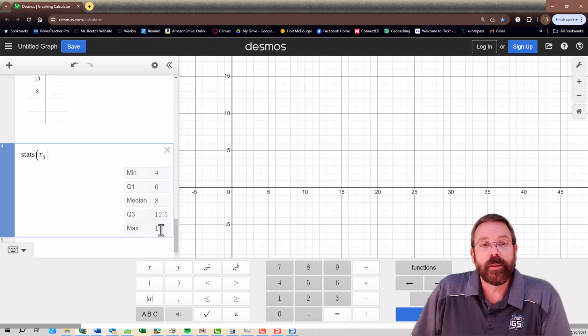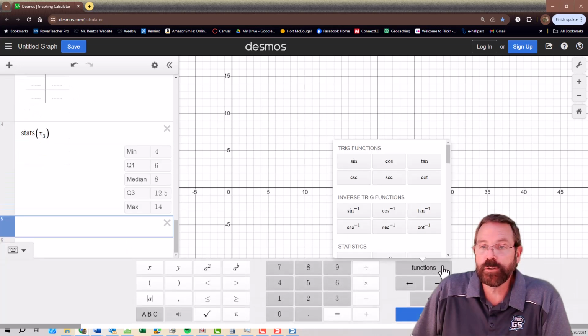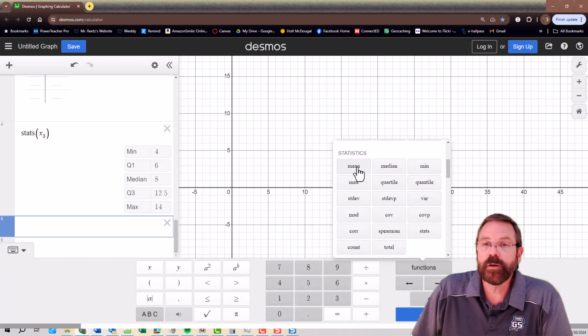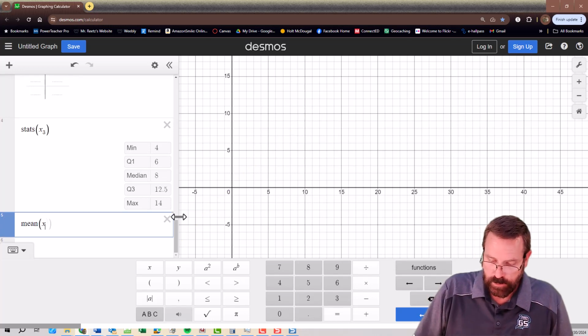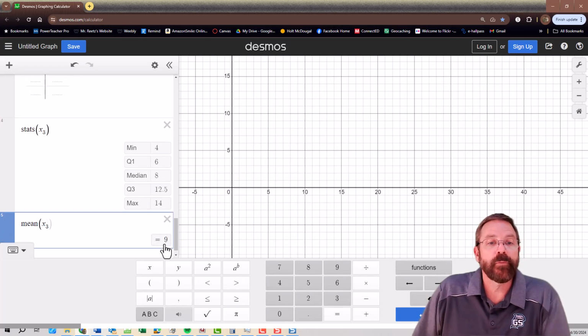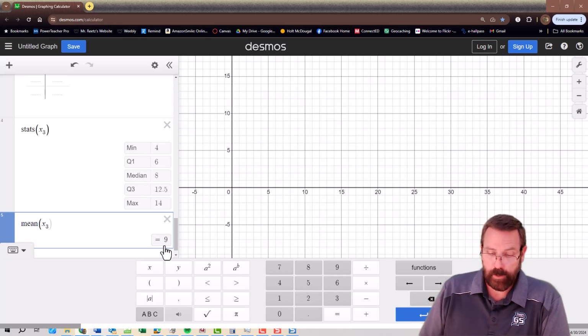To find the range, we're going to subtract the minimum from the maximum, but I also needed to know the mean, so I'm going to hit plus another function. I'm going to go to my functions again, under statistics, I'm going to hit the mean, X subscript 3, and there's the mean of 9. Same thing we got using the other calculator.